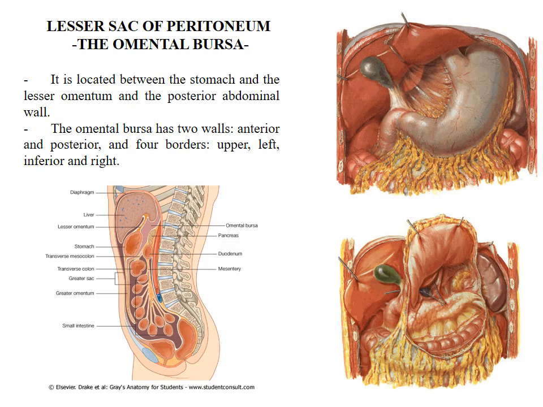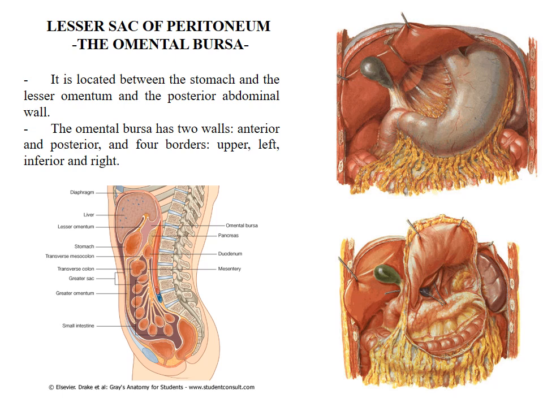Second part of our lecture today is the omental bursa. This is the lesser sac of the peritoneum, the lesser cavity, the smaller part of the peritoneal cavity. The omental bursa is located posterior to the stomach, lesser omentum and liver, and anterior to the posterior abdominal wall and retroperitoneal viscera.